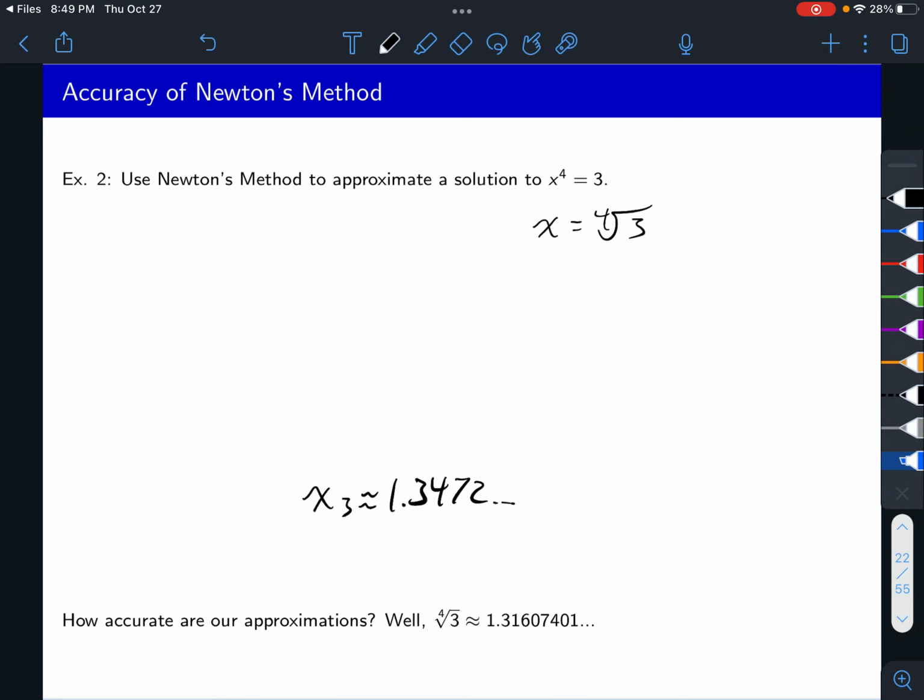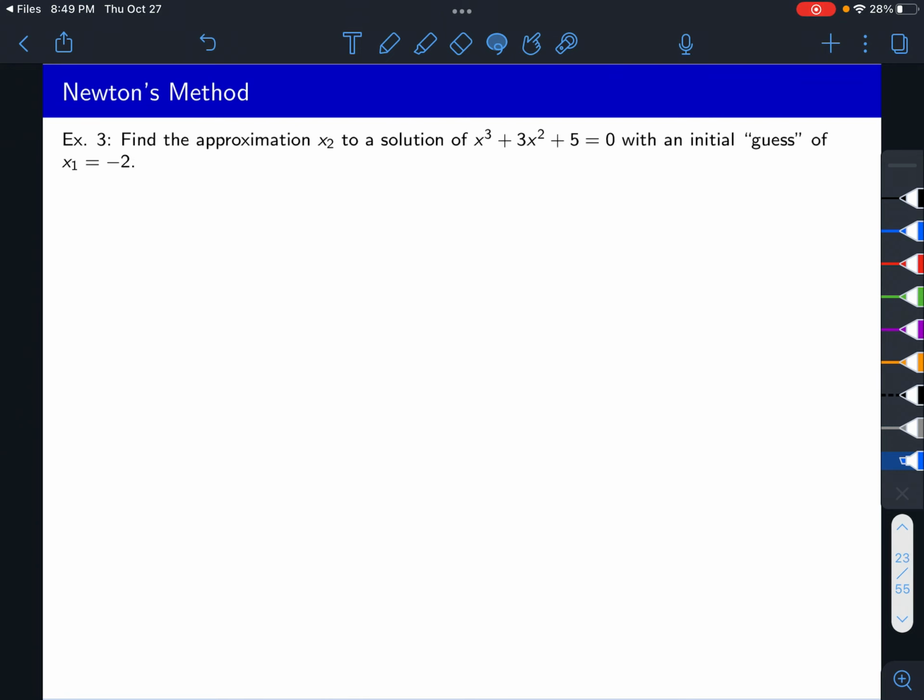All right. So presumably, if we were to keep going, maybe x4 would be like 1.316525. I don't know, I'm just making up numbers right now. But it might be agreeing with this number up to a couple more decimals or something like that. You might hope. Maybe it does, maybe it doesn't. You'd actually have to just run through it and find out.